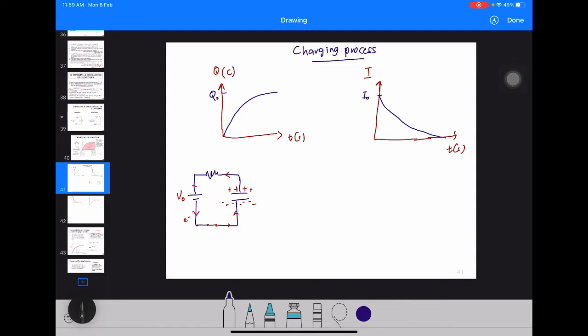So electrons move initially very fast, but then it decreases, resulting in a decrease in the magnitude of current, and eventually it reaches 0 when the voltage here is the same as the voltage over there. This one is the same as the power supply. So there are no more electrons flowing. When there are no more electrons flowing, there is no more current, because I is equal to dq over dt. So it depends on the flow of electrons.